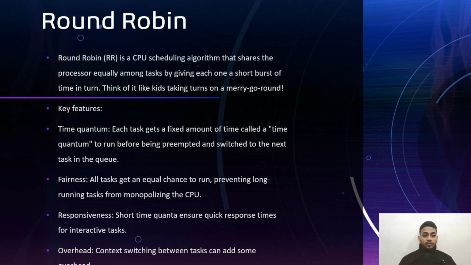Key features: time quantum. Each task gets a maximum amount of time called a time quantum to run before being preempted and switched to the next task in the queue. Fairness. All tasks get an equal chance to run, preventing long running tasks from monopolizing the CPU. Responsiveness. Short time quanta ensure quick response times for interactive tasks. Overhead. Context switching between tasks can add some overhead.